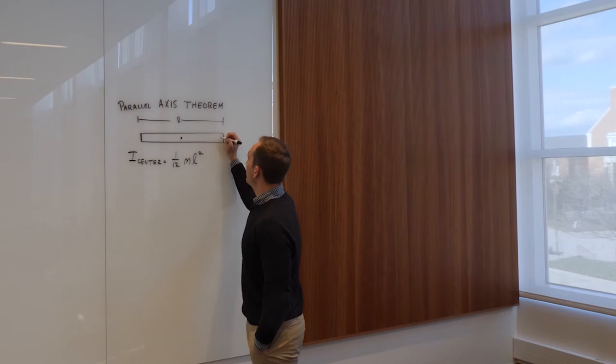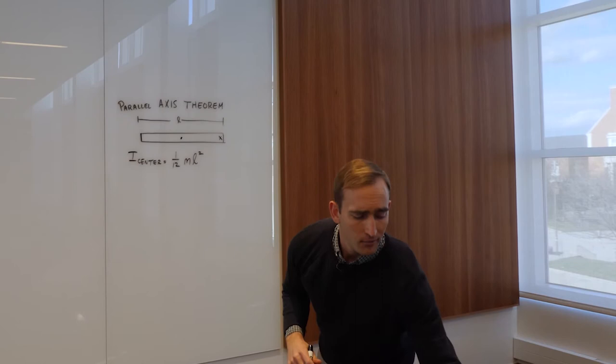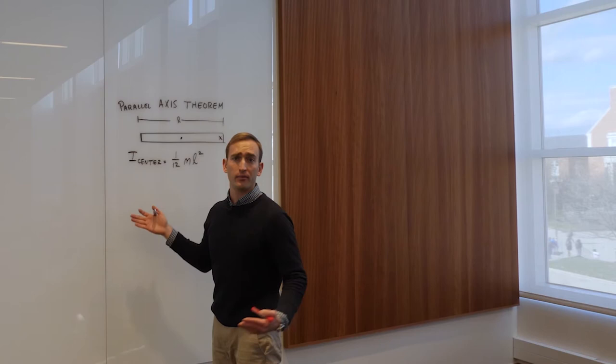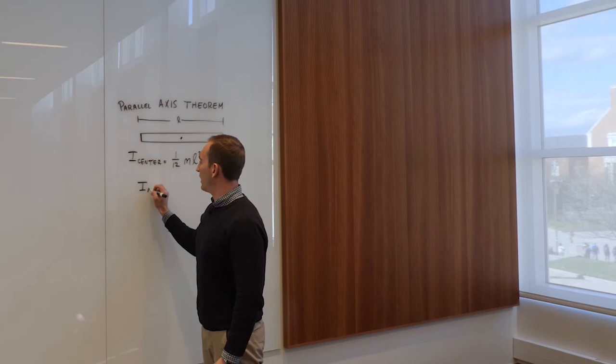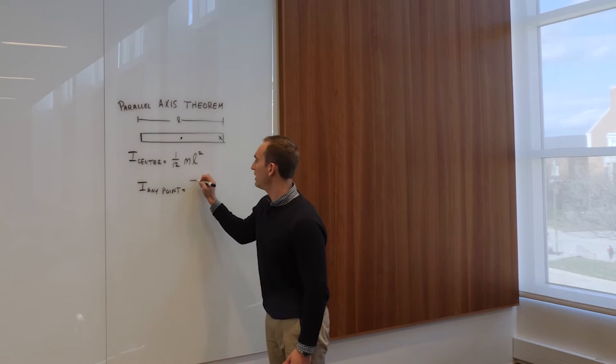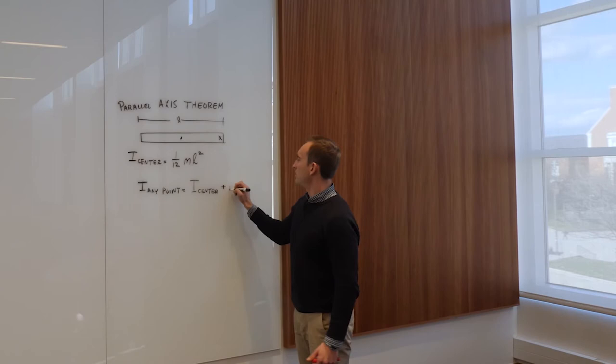Now, if we were to be rotating at this point right here, instead of through the center, which we've defined as the minimum that a moment of inertia can be for any shape, we know that the I about any point at all is going to be equal to the I of that shape about its center plus m d squared. I like to call this term over here the adjustment factor.